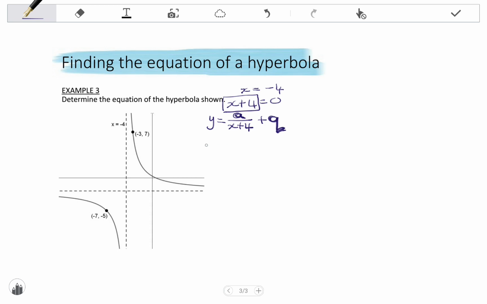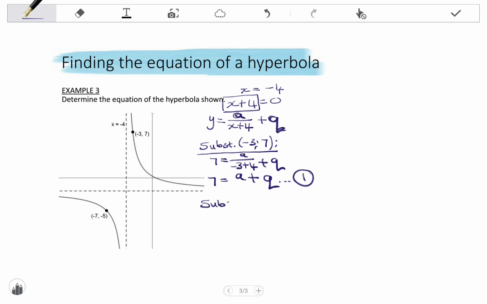Okay, so I'm going to substitute the coordinates negative 3, 7. And always tell your reader what you are going to do so they can follow your working. So y is 7, so I have 7 equals a over x is negative 3 plus 4 plus q. Simplifying this, I have 7 equals a over negative 3 plus 4, which is 1, so that fraction falls away, plus q. Okay, and I'm going to label this my first equation.